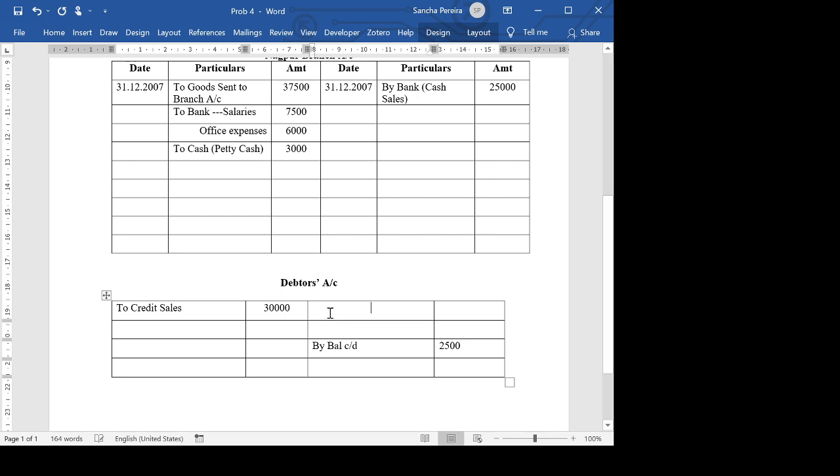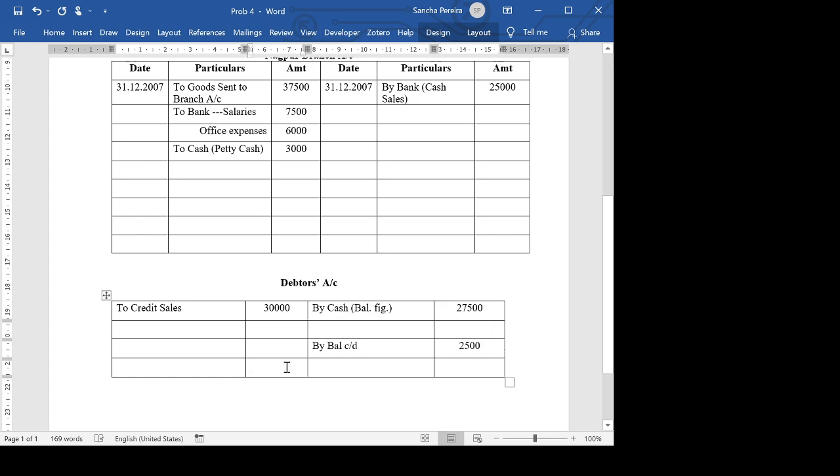So, I will show it as by cash, or by bank. Anything, that's up to you. And so the balancing figure, I think, will be 27,500. This is going to be the balancing. So basically a figure was missing. This is the cash that has been received from the debtors.